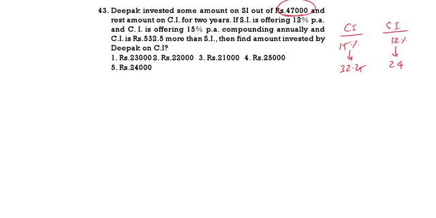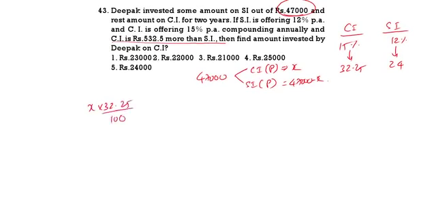Out of this 47,000, if you take the CI principal as X, the SI principal will be 47,000 minus X. And given the compound interest is more than simple interest by 532.5. So do the calculation: X into 32.25 by 100 minus (47,000 minus X) into 24 by 100 is equal to 532.5. Now doing the calculation, this is 32.25x, this is 24x.